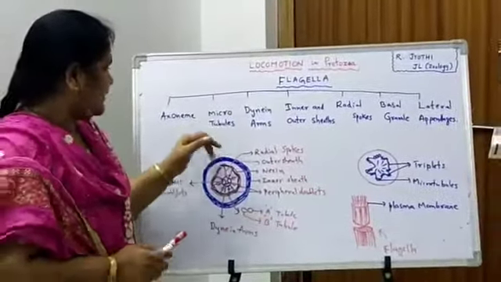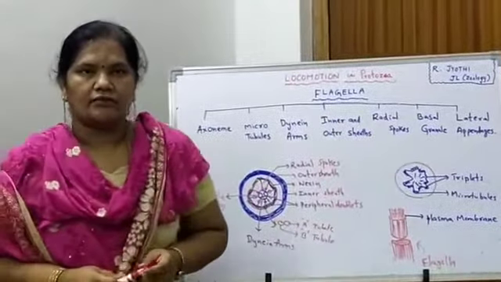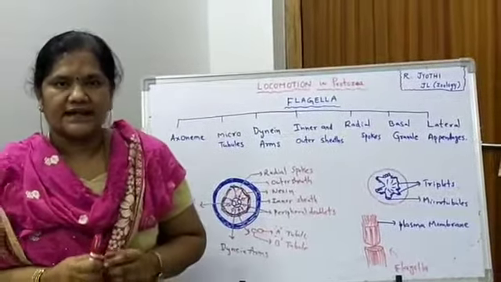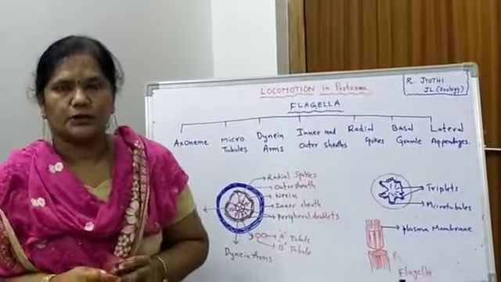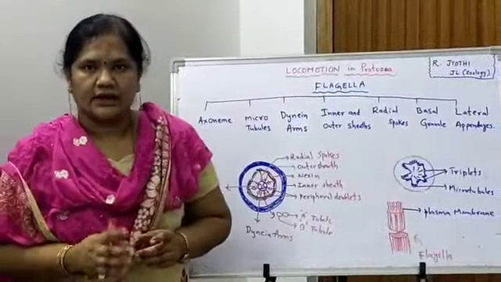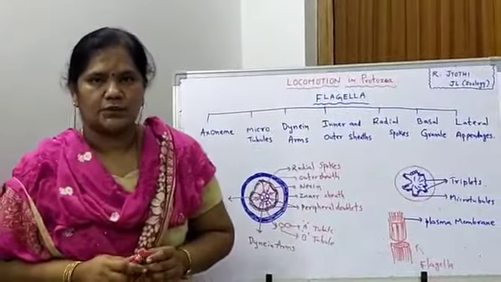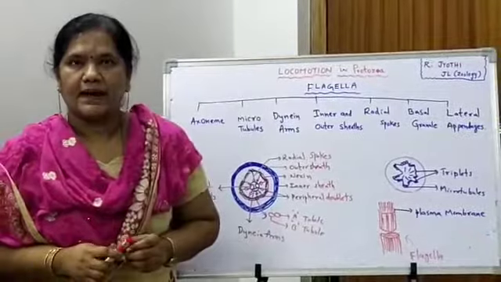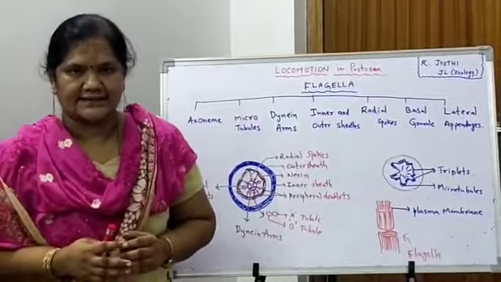Next, the second one is microtubules. An axoneme is made up of two central singlets and nine peripheral doublets. That means 9 plus 2. These are formed by a protein called tubulin. Each peripheral doublet consists of an outer A and inner B tubule. So the peripheral tubules are actually 9 microtubular doublets. The peripheral doublets are interconnected by linkers called nexins.